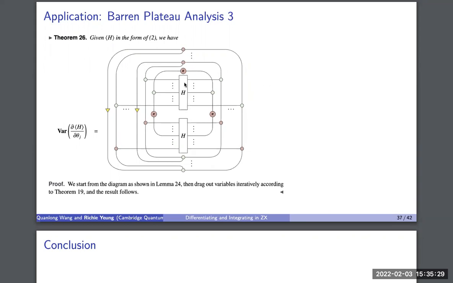And if you put a specific circuit in, then you have the variance of the whole circuit's gradient with respect to a certain parameter as a single diagram. And if you take many ansatz, you can see that this diagram is mostly Clifford, except for these triangles. So perhaps there's an efficient way to contract this diagram.